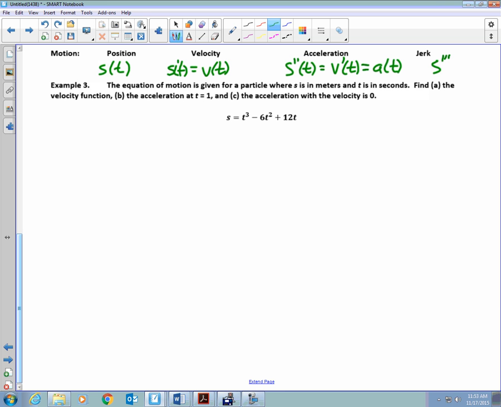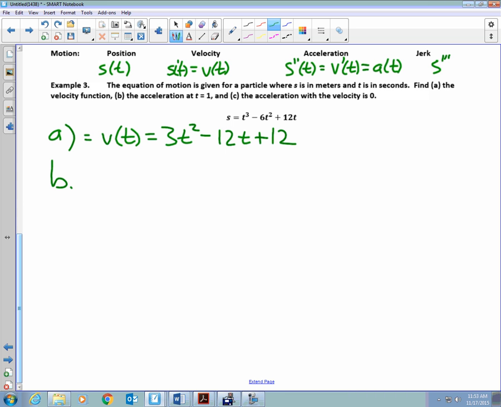The equation of motion is given for a particle where s is meters and t is in seconds. Find a, the velocity function. If that's my position function, what is the velocity function? V of t is? Good.